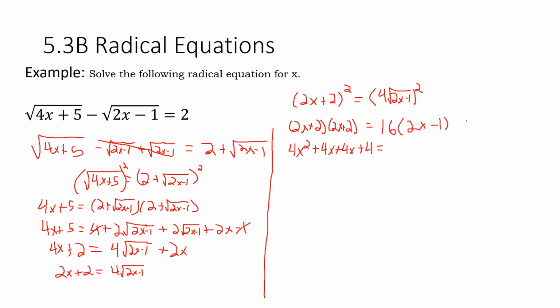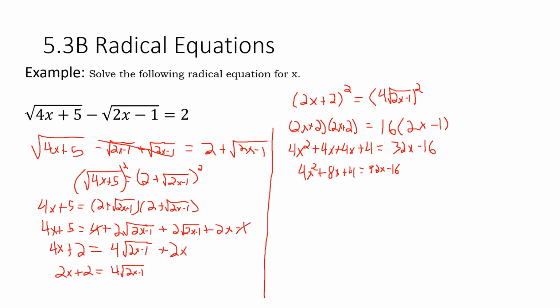Let's distribute the 16 to both these terms. 16 times 2x is 32x. 16 times negative 1 is negative 16. Let's combine together our like terms. So on the left-hand side, we'll have 4x squared plus 8x plus 4. And on our right-hand side, we have 32x minus 16.